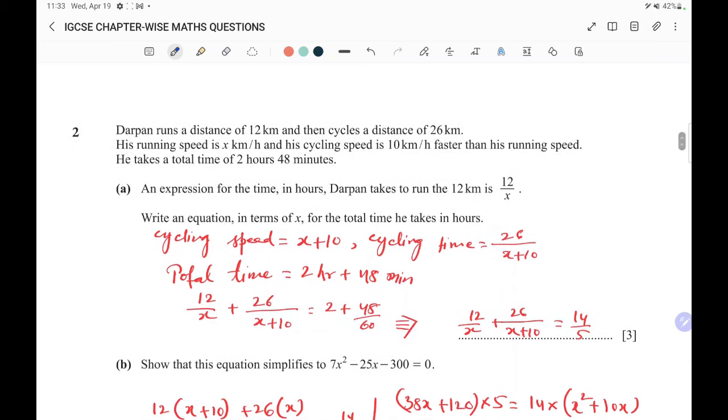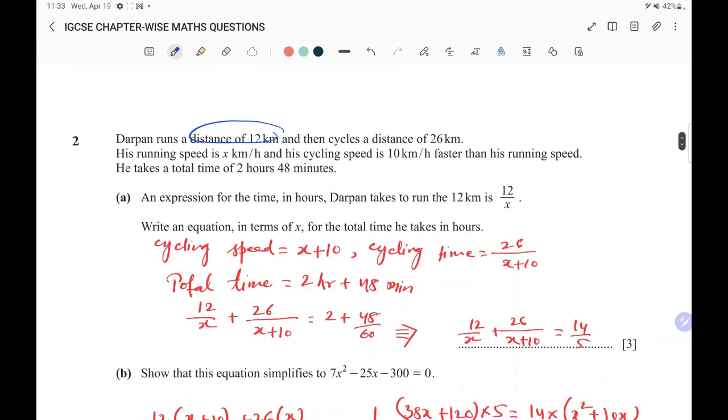Okay, no problem. So 12 kilometers and then 26 kilometers, and his running speed is x, right? So we know this formula: time is distance over speed, right? So that's why this is 12 over x, which was given.